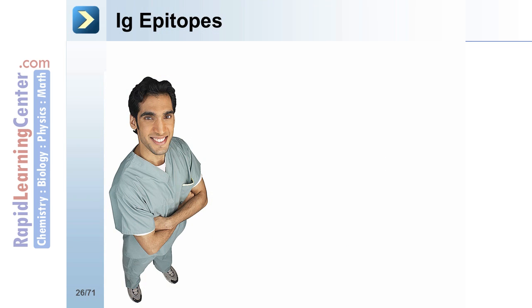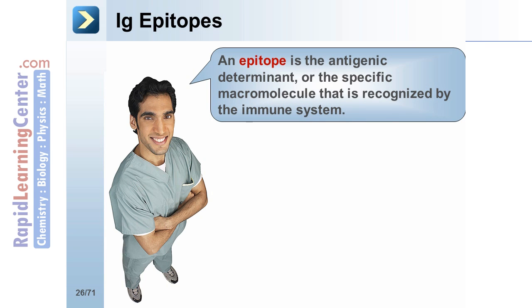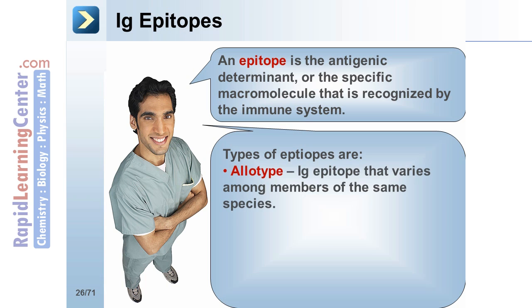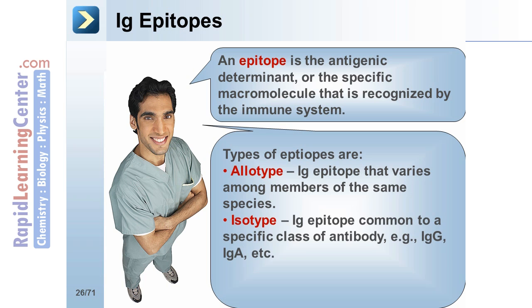No discussion of antibodies is complete without a discussion of epitopes. An epitope is the antigenic determinant, or the specific macromolecule that is recognized by the immune system. Different types of epitopes include allotype, an Ig epitope that varies among members of the same species; isotype, which is an Ig epitope common to a specific class of antibody, for example, IgG or IgA; and idiotype, which is an Ig epitope specific for a certain antigen.